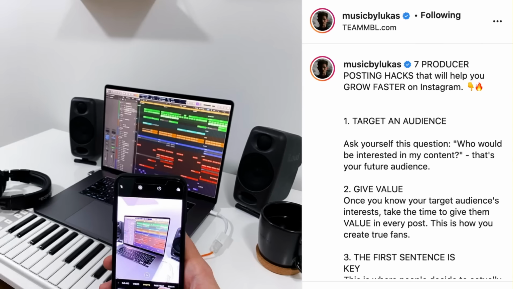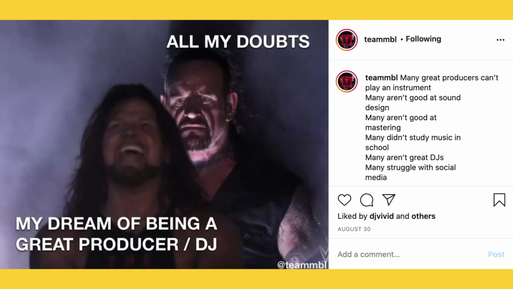This is an example of a post that I did on 7 producer posting hacks that will help you grow faster on Instagram, and it got a lot of shares because, again, it was something that my audience was interested in knowing more about, and they were like, whoa, I also want to share this with some of my friends. Posting hacks or tips are a really great type of content that people will like to share. Memes always work really well because people can relate to them. They're like, oh, this is so me, or it's just so my friend.